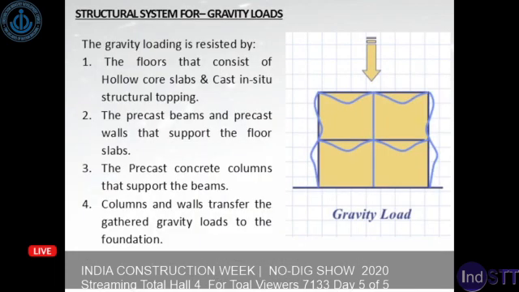The structural system for the gravity loads consists of hollow core slabs and cast in situ structural topping. The hollow core slabs are pre-tensioned slabs, so they can go long spans with lesser thickness. The precast beams and walls that support the floor slabs are provided. We're going to explain them in more detail in the coming slides. The precast concrete columns support the beams, and columns and walls together transfer the gravity loads to the foundation. So together these 4 elements constitute the gravity load resistance.